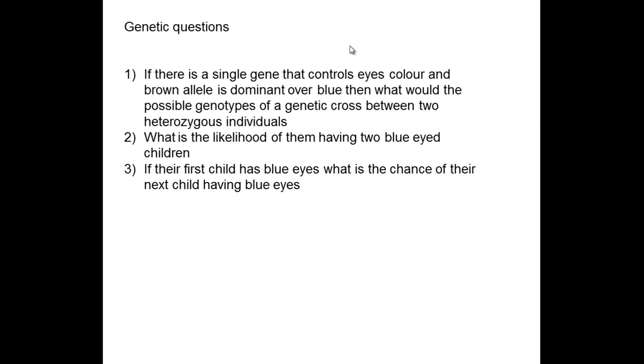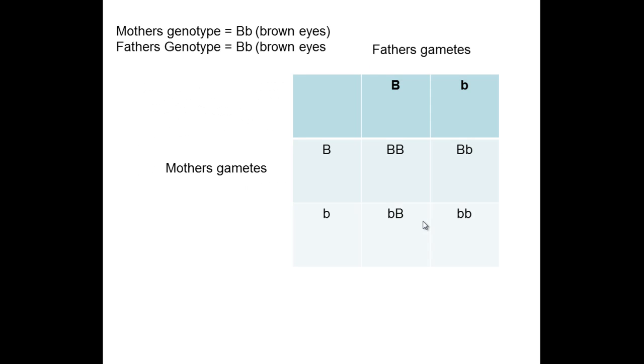So, regardless of whether the first child has had blue eyes or brown eyes, with these two parents there is still a 1 in 4 chance of the next offspring having blue eyes. So the answer to that one is 1 in 4, or 25%.